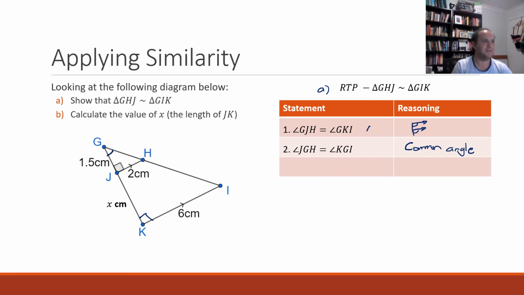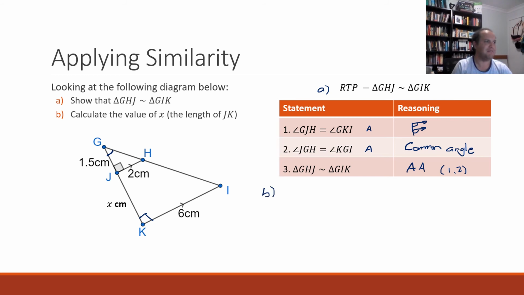So we've got two angles, and that's enough to prove similarity. So our triangles GHJ and GIK, they're similar. Our reason is AA, two angles are the same, so the third angle is the same, and we can call that from lines 1 and 2. So there's our first thing that we've proven true. Now the second thing we have to do is calculate the value of x.